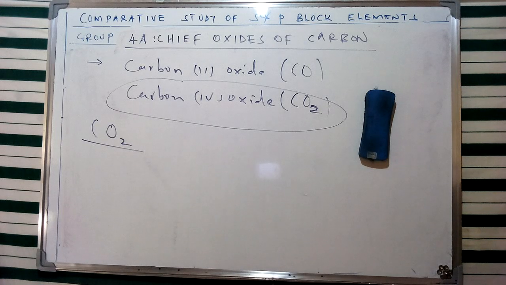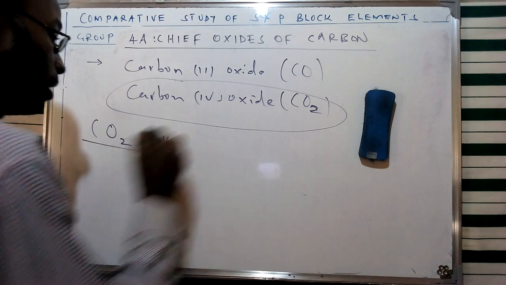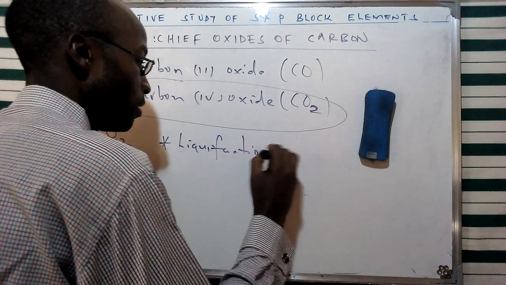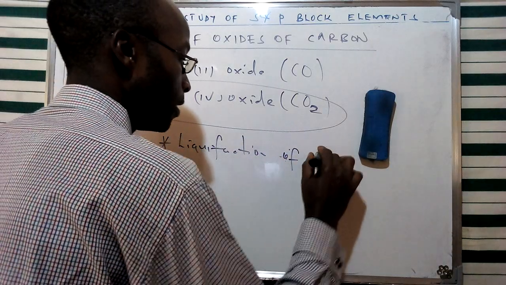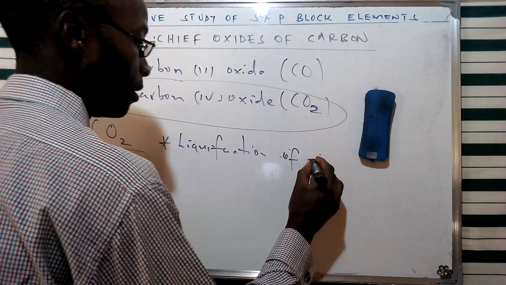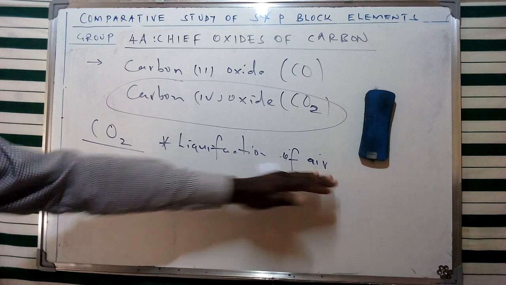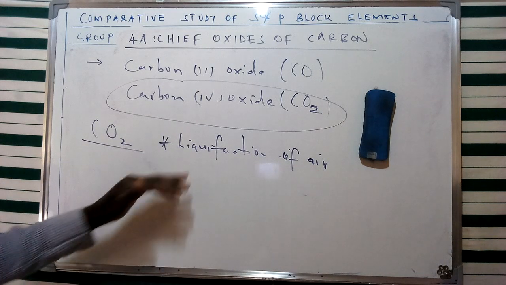Now, there is a range of methods which we can use to obtain this one apart from liquefaction of air, which I've mentioned. So one of the methods is liquefaction of atmospheric air, which is going to lead to different melting and different boiling points. Therefore, this is going to lead to its separation from the other components of air.